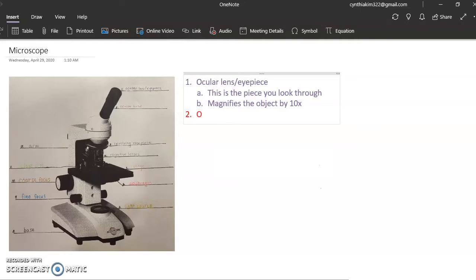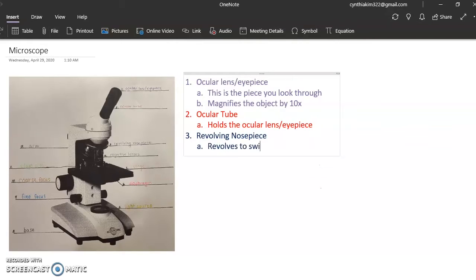Connected to the eyepiece is the ocular tube, which is number 2 on the diagram, and its function is literally just to hold the ocular or the eyepiece. And number 3 on our diagram, we have the revolving nosepiece, which revolves to switch between the objective lenses.